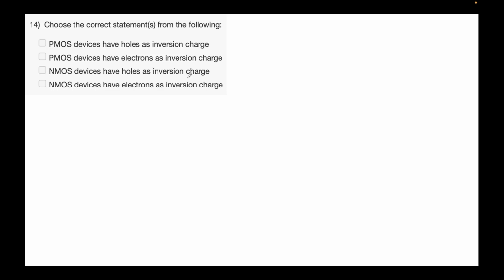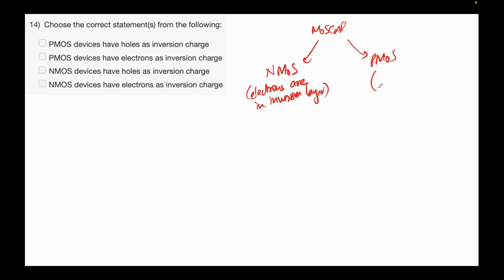Depending on how the semiconductor is doped, you can have two kinds of MOSCAPs: N MOSCAP or P MOSCAP. We have to identify the definition. In an N MOSCAP, electrons are in the inversion layer, and in a P MOSCAP, holes are in the inversion layer. So what is the inversion layer?